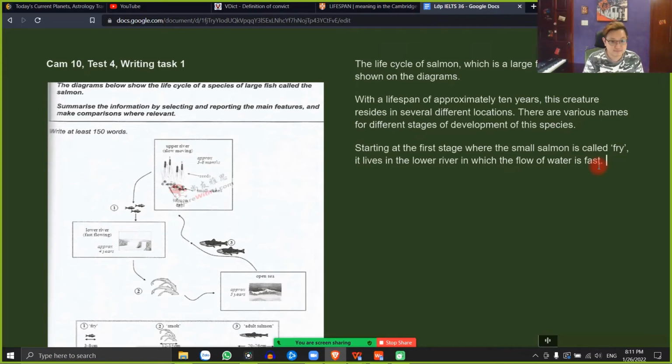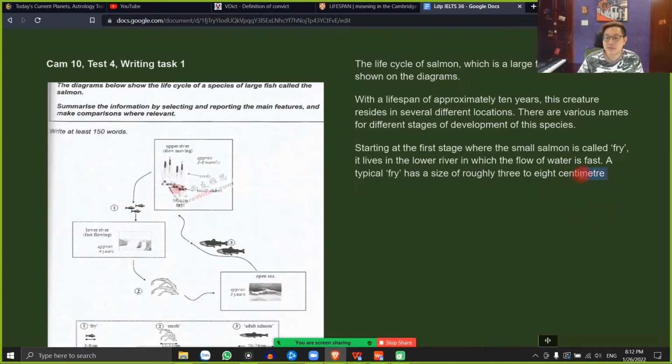And you can mention the size of the fry now. Các bạn có thể miêu tả cái kích cỡ con fry ngay bây giờ luôn cũng được. The fry, a typical fry, một cái con fry điển hình, a typical fry has a size of roughly 3 to 8 centimeter.